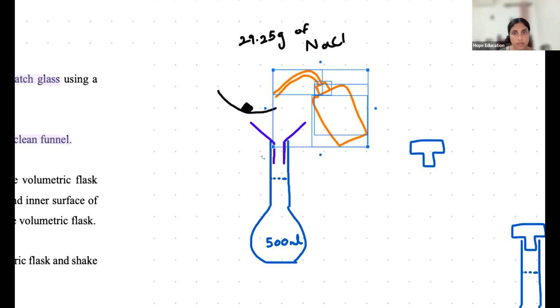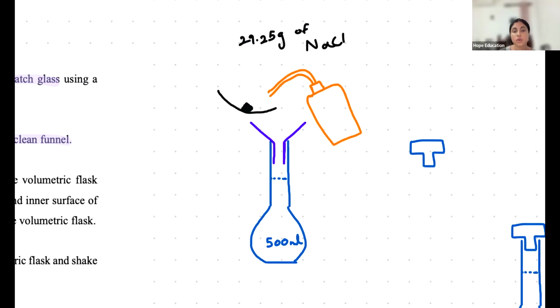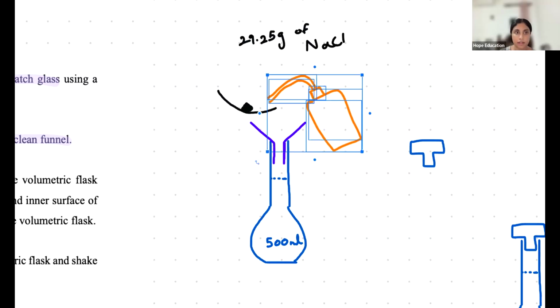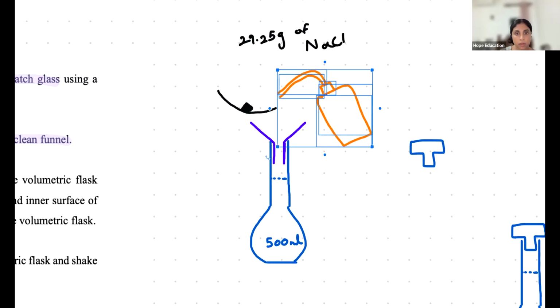Okay, like this. While spraying water like that, all the sodium chloride I'm going to transfer into the volumetric flask through the funnel. So all the sodium chloride that I measured will be transferred through the funnel to the volumetric flask.